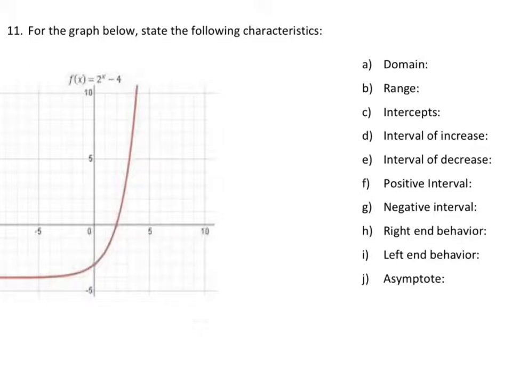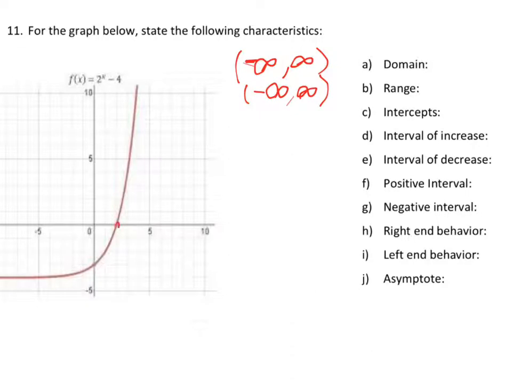Remember, domain is the possible x values. Well, the graph keeps going left forever and right forever, so your x's can be any old number, and it's all connected, it's all continuous. So you can have that. The range, similarly, from negative infinity to infinity.